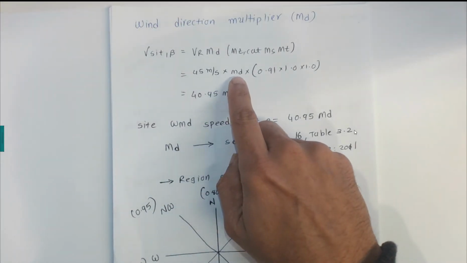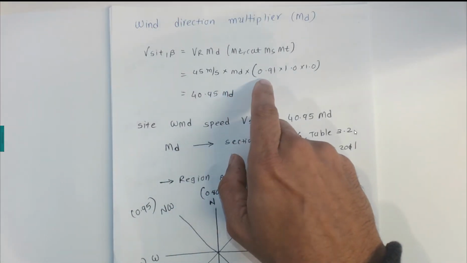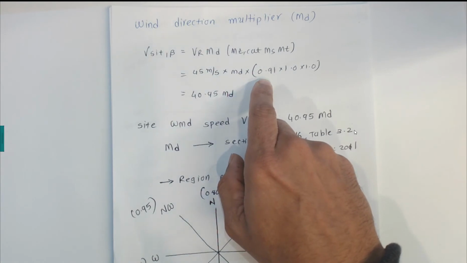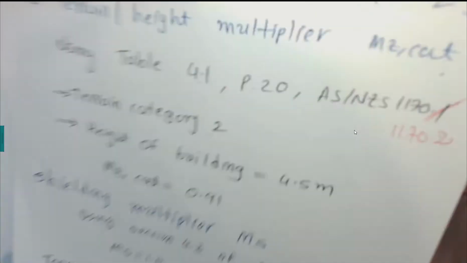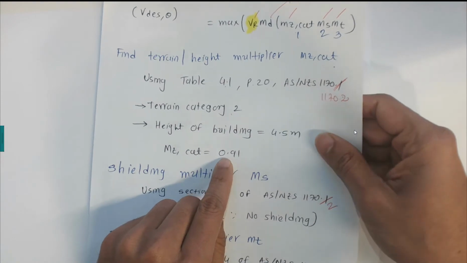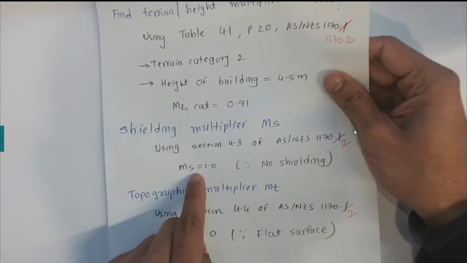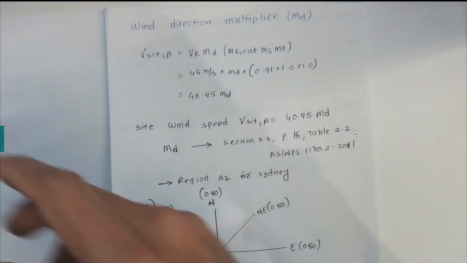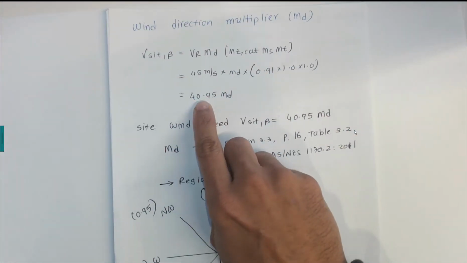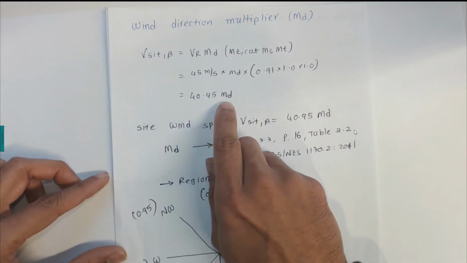MD we are going to find. MZ,CAT we found to be 0.91 in the previous video, and we also find MS and MT as 1. Substituting these values, the calculation gives 40.95 MD.